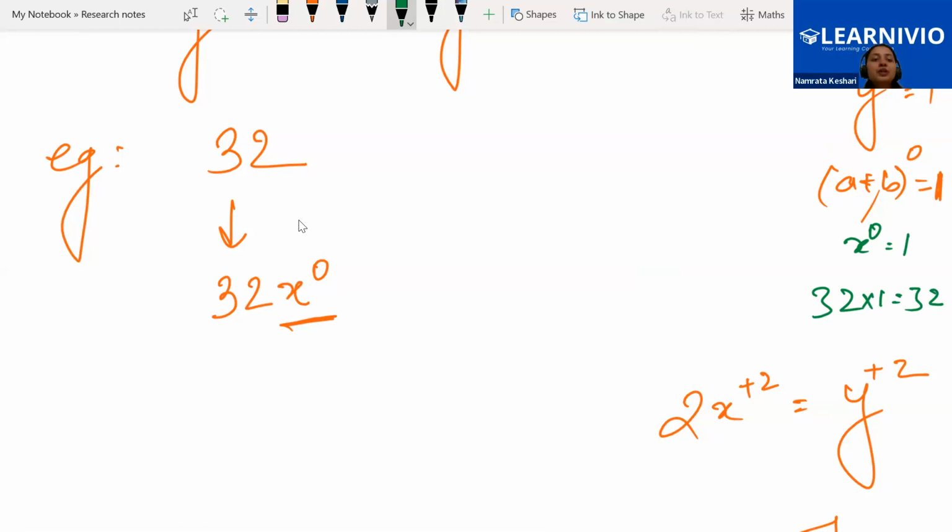Now you tell me what is the degree, Sara? 0. Whenever any number is there, 32, 245, 232, is it a polynomial? You have to say yes, it's a polynomial. Here we can't see any variable, so the degree over here is 0. This is how you can always recall it.